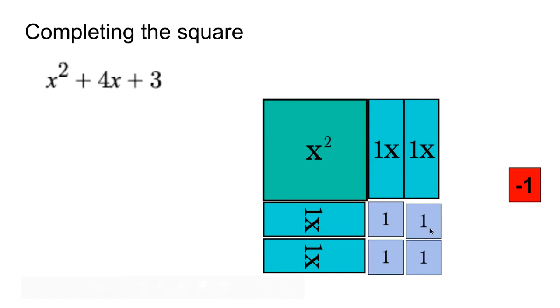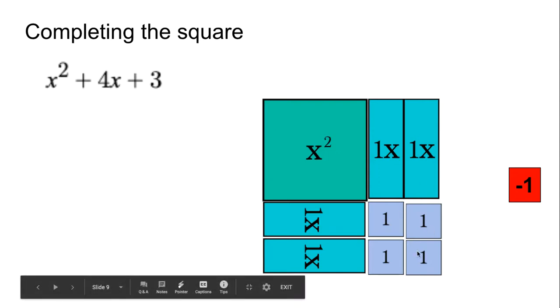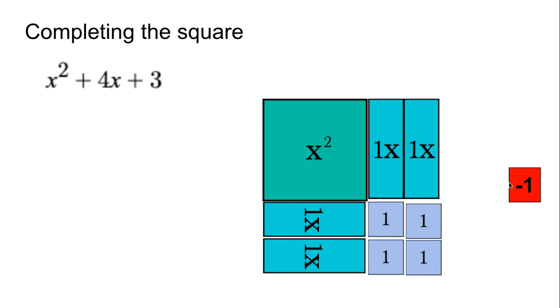So I just added 0 to my expression by first adding 1 and then subtracting 1. And now I have a perfect square with these dimensions. As long as I subtract 1 from that, I haven't changed my expression. It's still equal to my original expression.